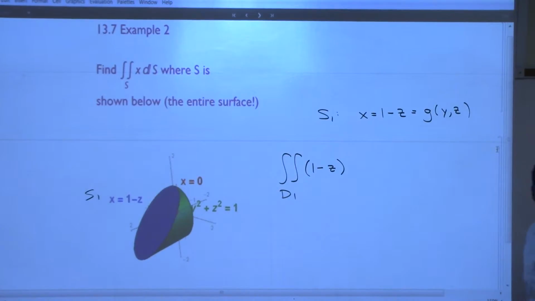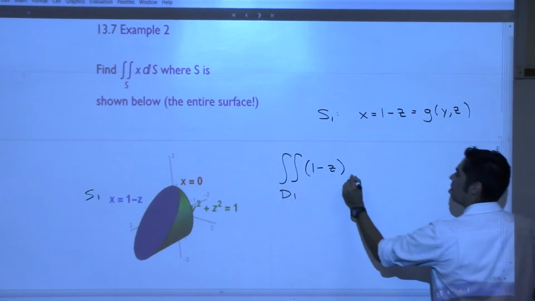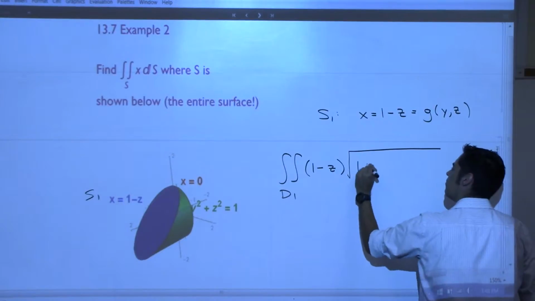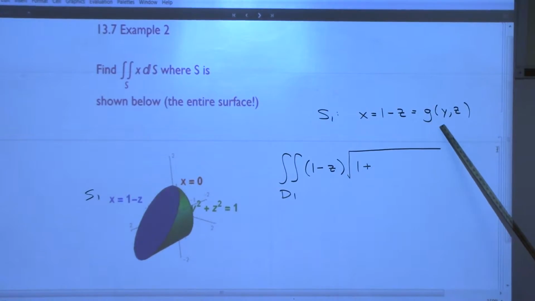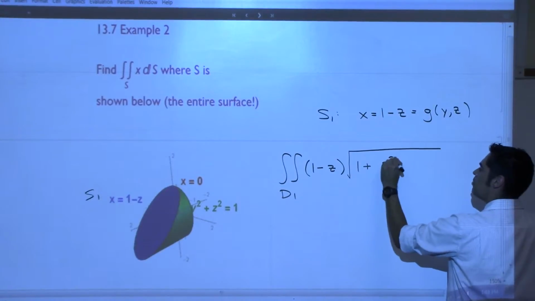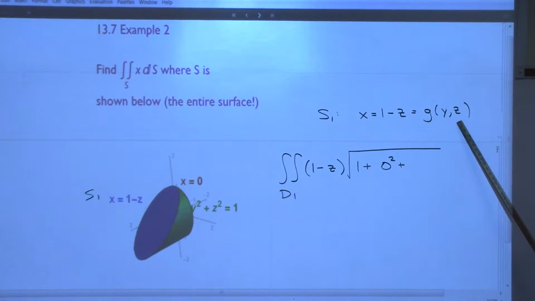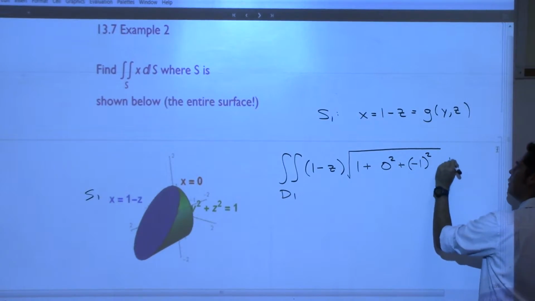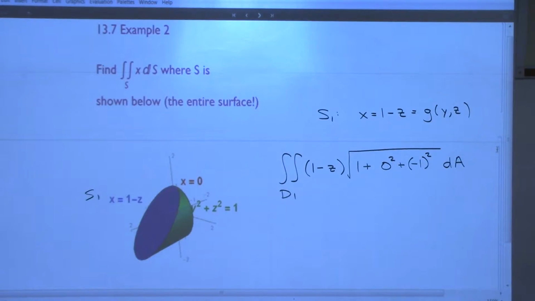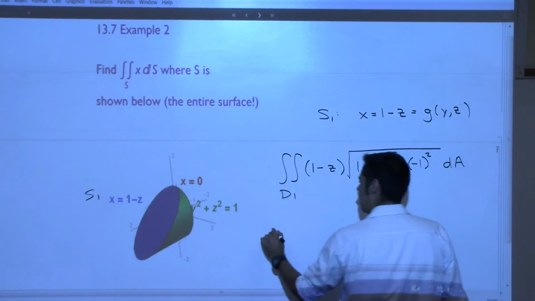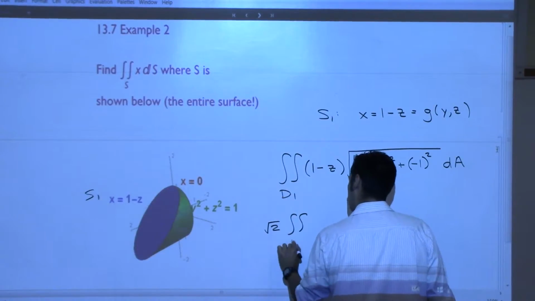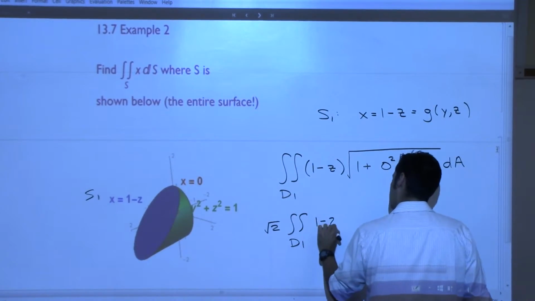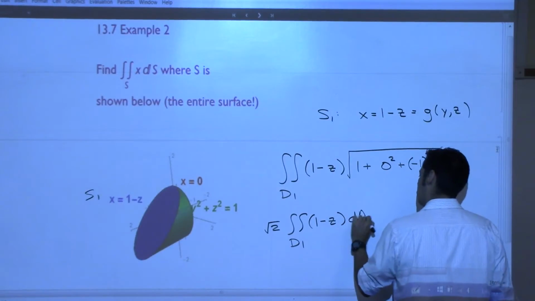And then square root of 1 plus partial of g with respect to y, 0, squared, plus partial of g with respect to z, negative 1, squared, dA. Got it? Which is root 2. Take that out of the double integral. Root 2 double integral over D1 of 1 minus z dA.